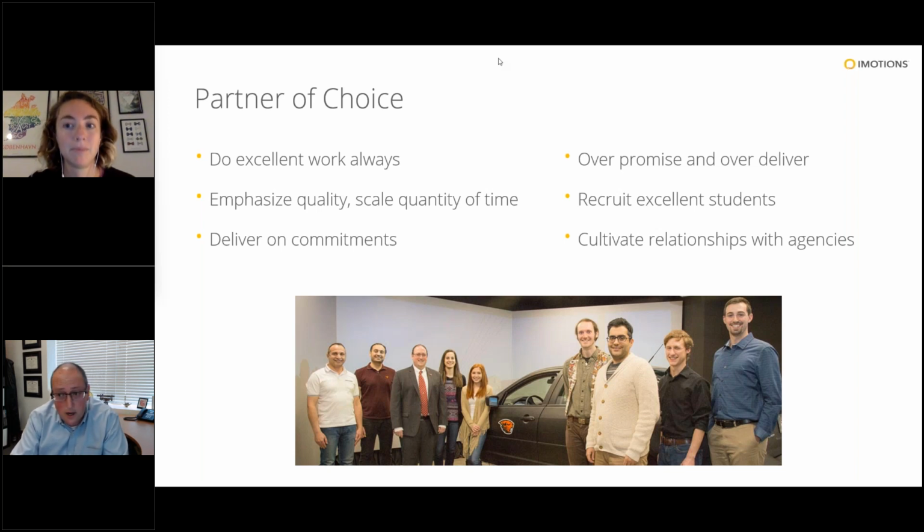Last but not least, cultivate meaningful relationships with agencies. That of course assumes that they give you the opportunity to do some work with them initially, but when given those opportunities, lean into them as best you can. Good things will come from those efforts.